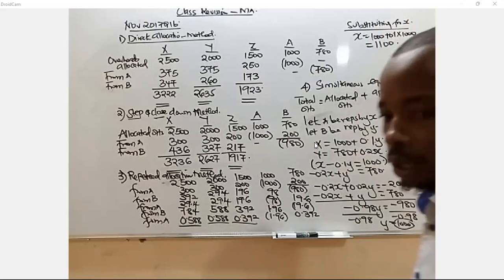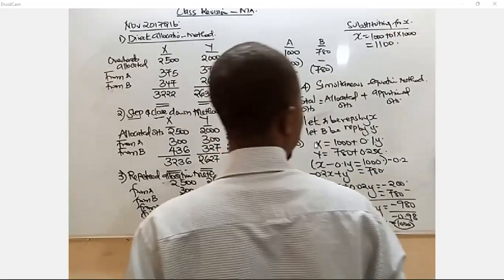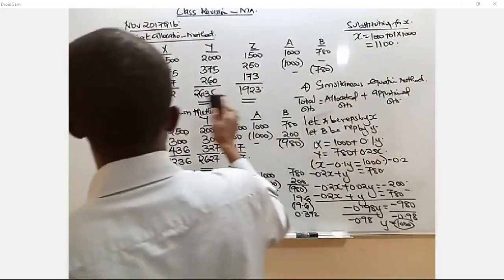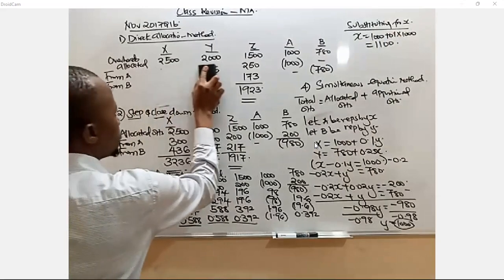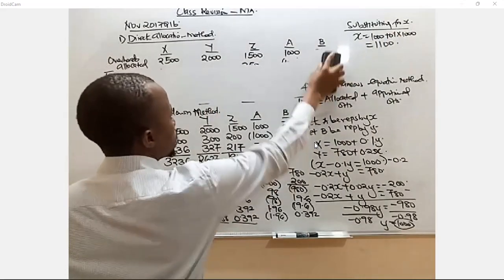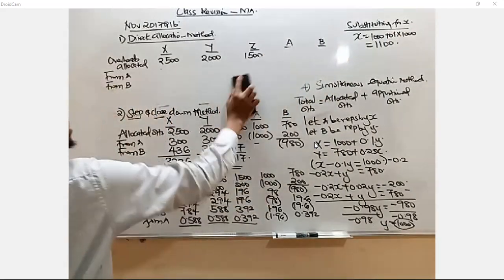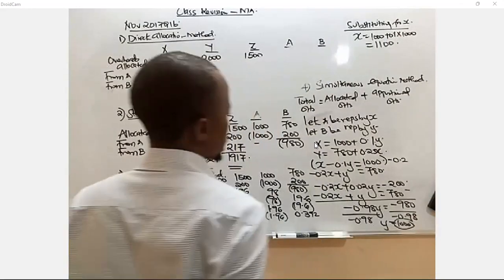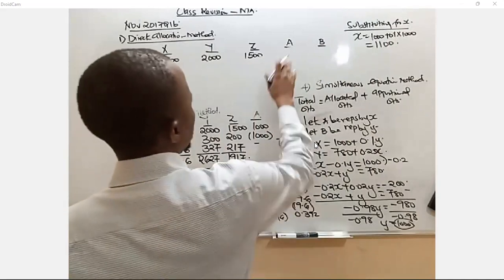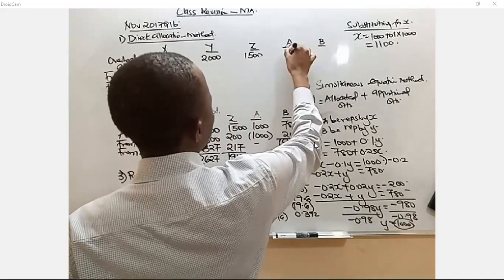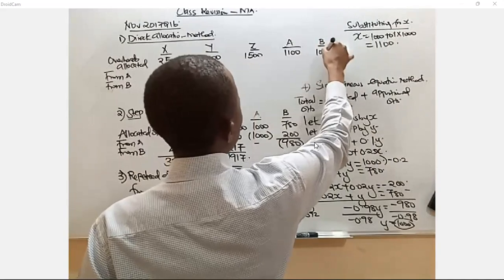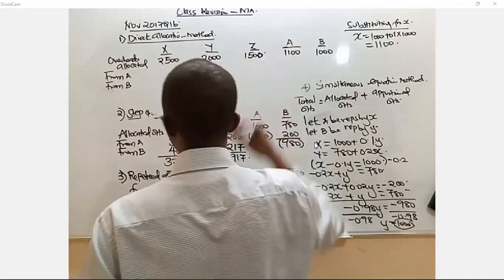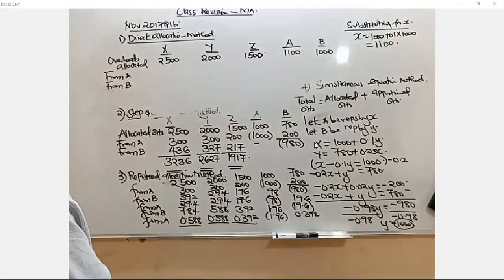You see here, you come here now. Let me just use this for direct allocation. So you change the allocations of the service departments. Here I put 1,100 instead of 1,000, and here I put 1,000. And then you allocate them directly to the production department.